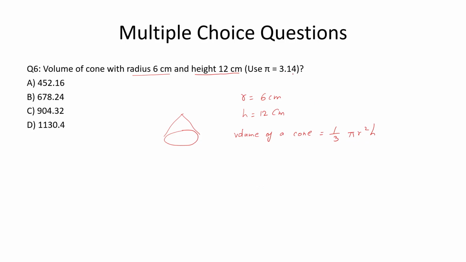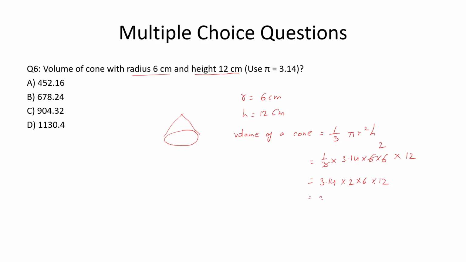The value of pi is already given in the problem. R is already given in the problem. H is already given in the problem. So you just have to plug all these things in as they are. Pi is 3.14. R square means 6 into 6 because r is 6 centimeter. H is 12 centimeter. So 3 and 6 will get cancelled, leaving 2. So 3.14 into 2 into 6 into 12.